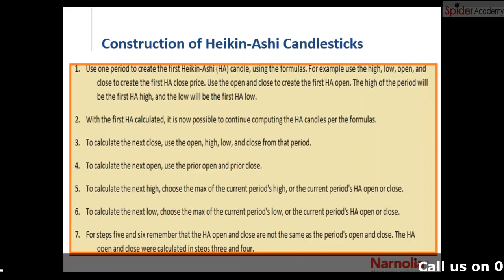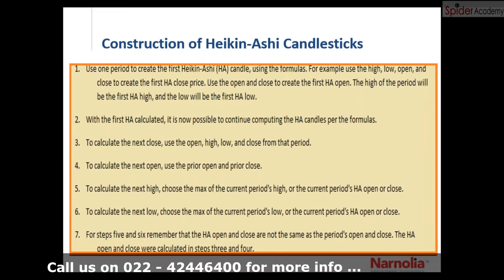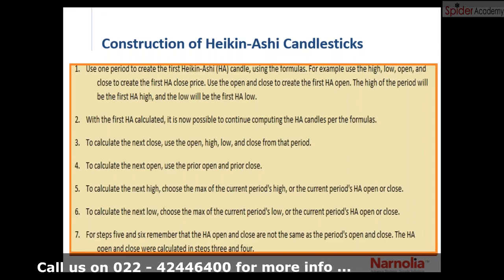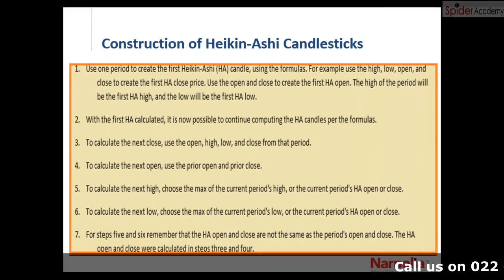Second, once the first candle is calculated, the second formula is calculated. Next is close, which is OHLC divided by 4. Third, to calculate the next open, we have to use the prior Heikin-Ashi candle's open and close. Next, to calculate the next high, we need the current high, open and close. To calculate the next low, we need the current period's low, open and close again.